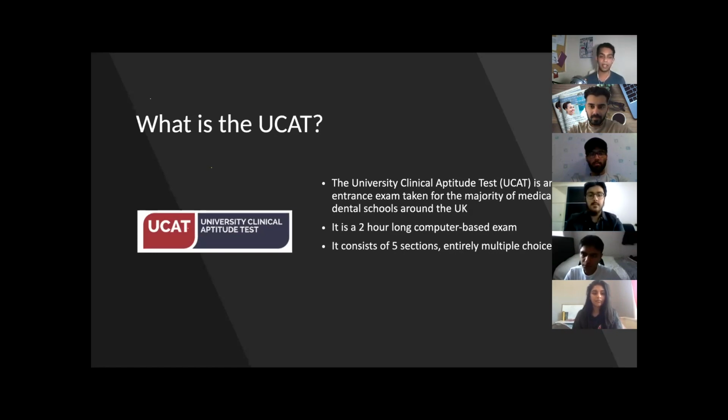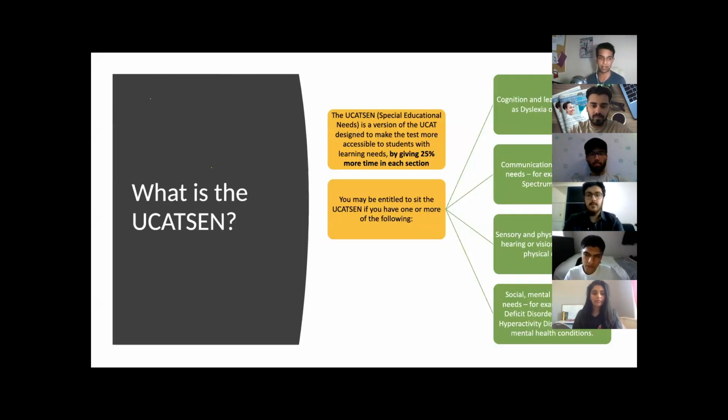What is lesser known is the other version of the UCAT that there is, and that's called the UCAT-SEN. So the UCAT-SEN is a special educational needs version of the UCAT, which has at minimum 25% more time. And if you have one of the following conditions, or you think you may be eligible for it, you can register for the UCAT-SEN. There are actually smaller variations on the UCAT-SEN, which I will cover later.